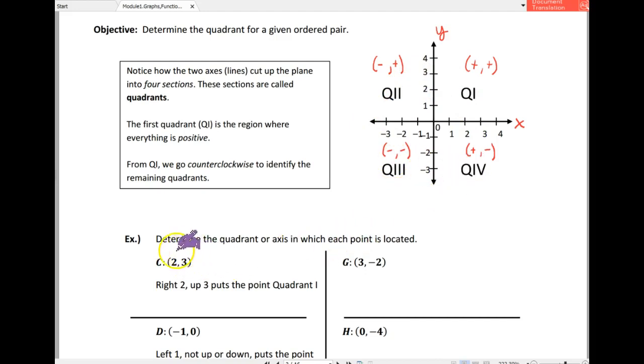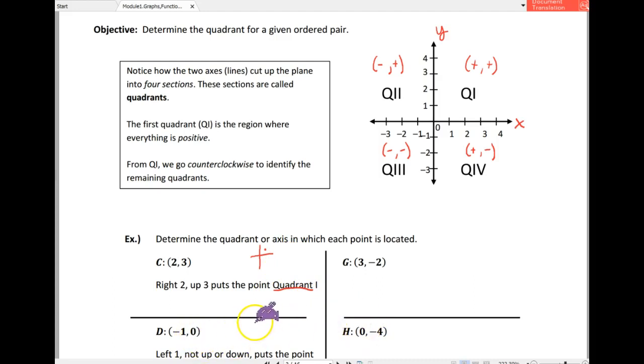So if I want to know what quadrant this point C is, with the coordinate 2, 3, I can visualize my graph, and I would be moving positive on the x and positive on the y. So you don't have to draw the exact point, but it would be somewhere over here, which is quadrant 1.